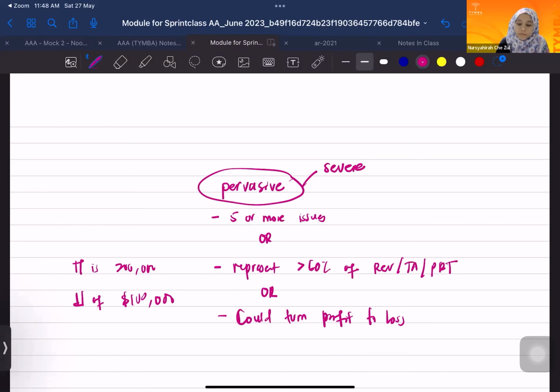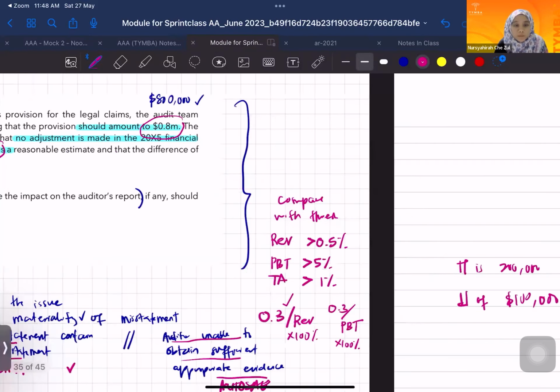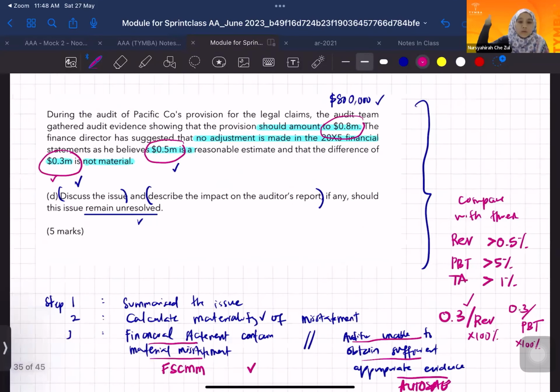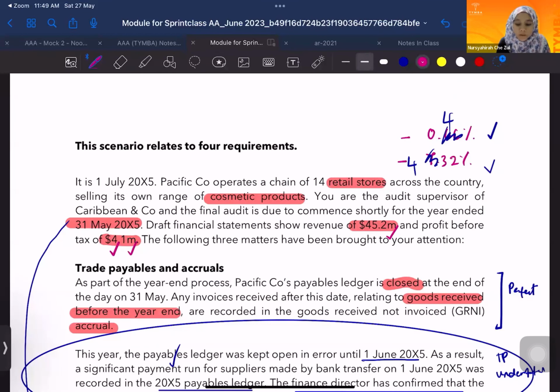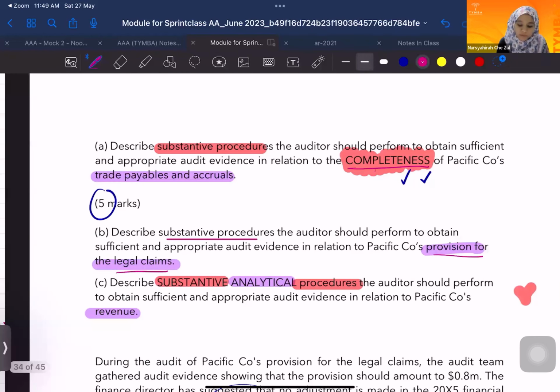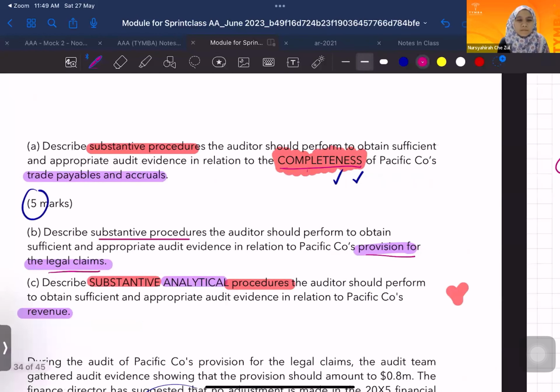Right? So now, based on this guideline, what do you think of these issues? Is it pervasive or not pervasive? Out of all the financial statement, only provision contains misstatement, and that provision is understated by around 7% of PBT and 0.6% of revenue. Do you think it is pervasive? What do you think? Pervasive or not pervasive? Is it severe enough?